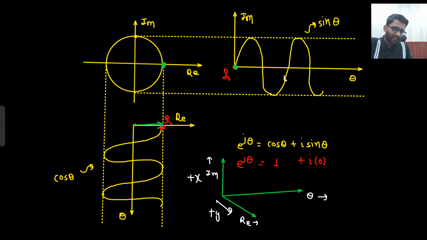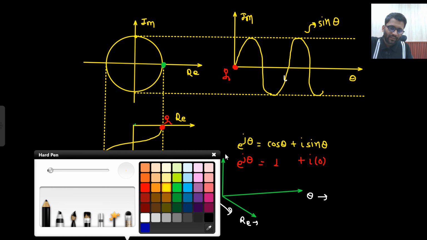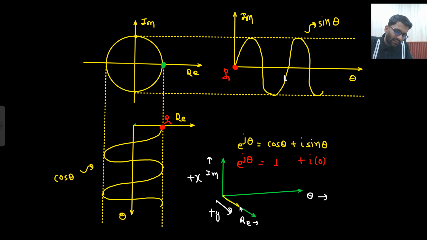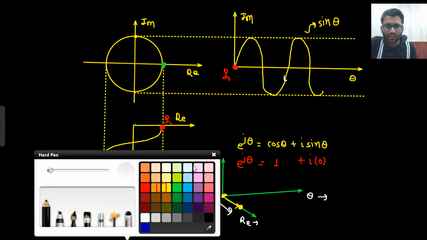If I show it by a vector, then on the real axis I have this vector, and on the imaginary axis I have a 0 vector. So can I show it on this diagram like this? What is the equivalent vector here? This is the equivalent vector, right? Because on the real axis there is this vector and on the imaginary axis there is a 0 vector, so the equivalent vector is this vector only.